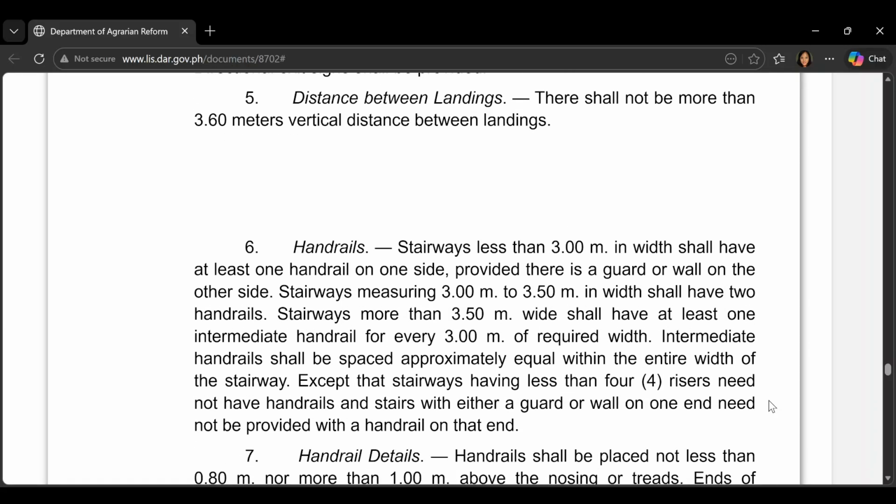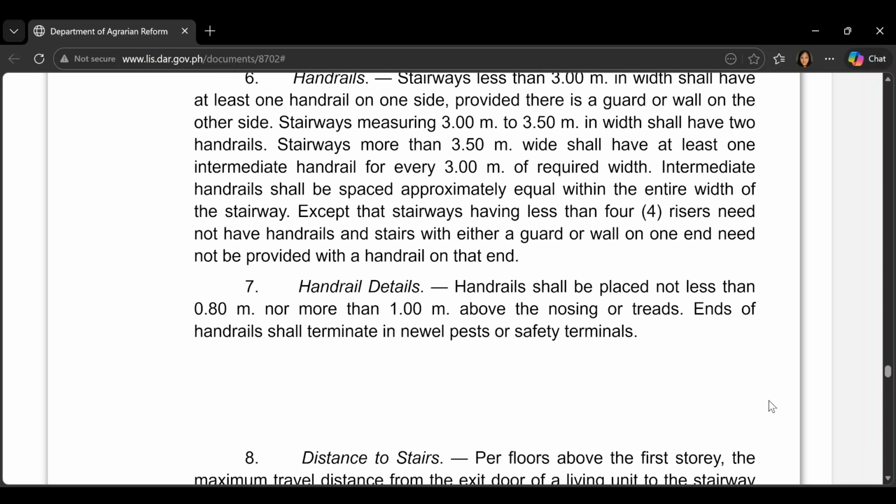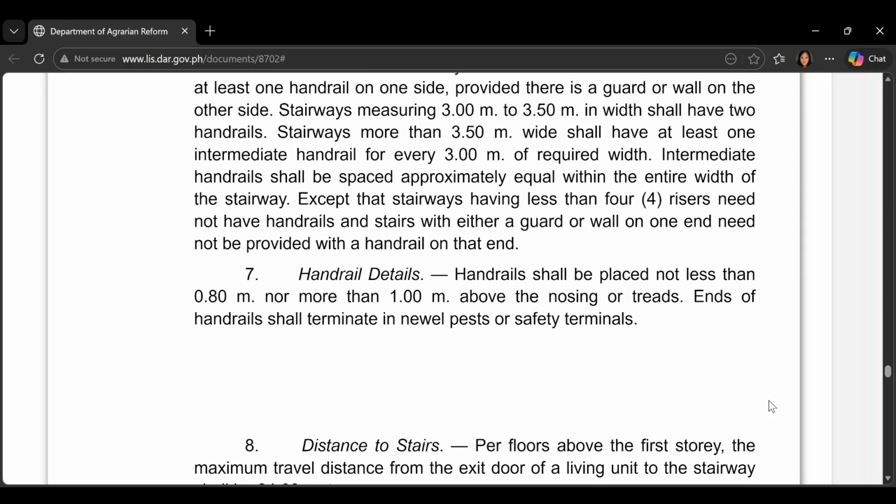6. Handrails. Stairways less than 3 meters in width shall have at least one handrail on one side, provided there is a guard or wall on the other side. Stairways measuring 3 meters to 3.5 meters in width shall have 2 handrails. Stairways more than 3.5 meters wide shall have at least one intermediate handrail for every 3 meters of required width. Intermediate handrails shall be spaced approximately equal within the entire width of the stairway, except that stairways having less than 4 risers need not have a handrail, and stairs with either a guard or wall on one end need not be provided with a handrail on that end.